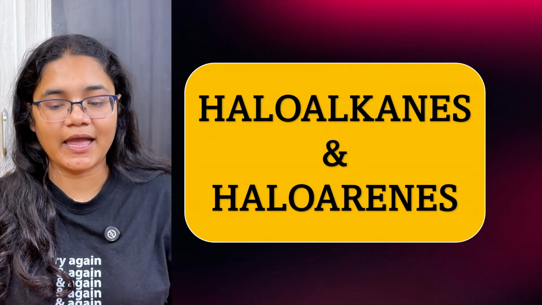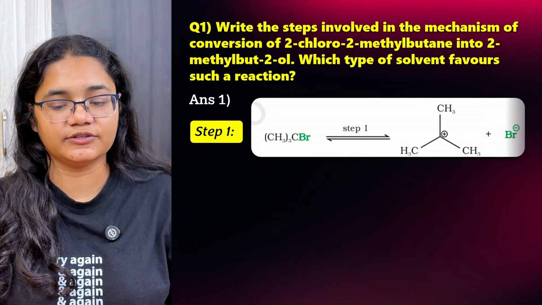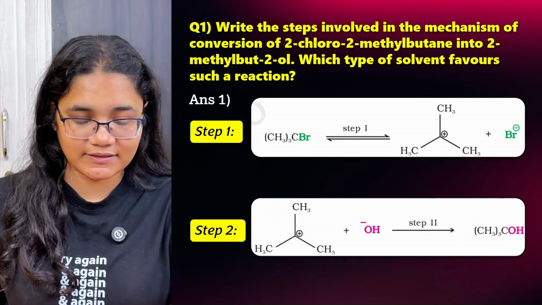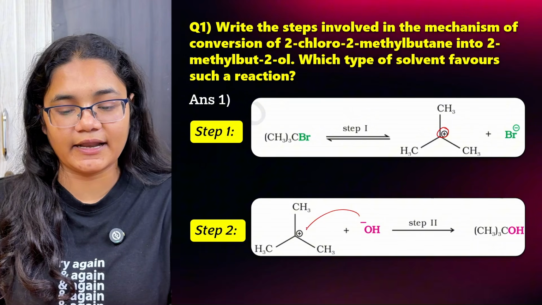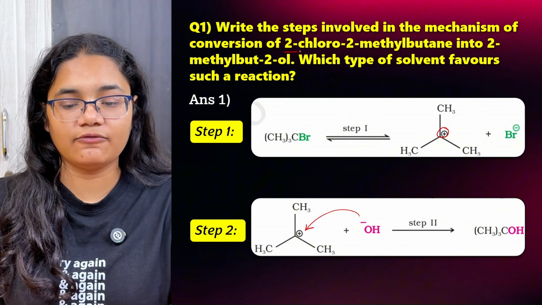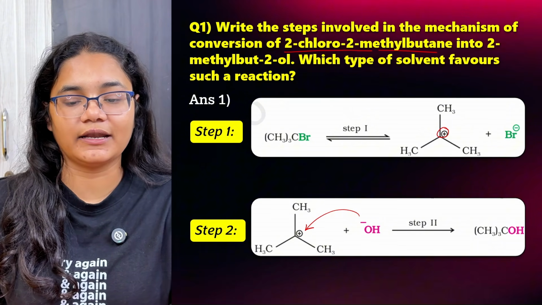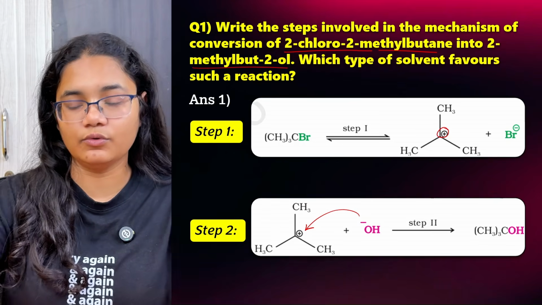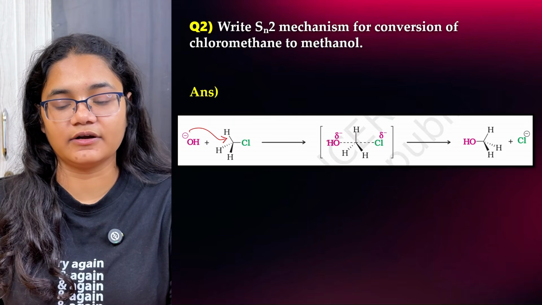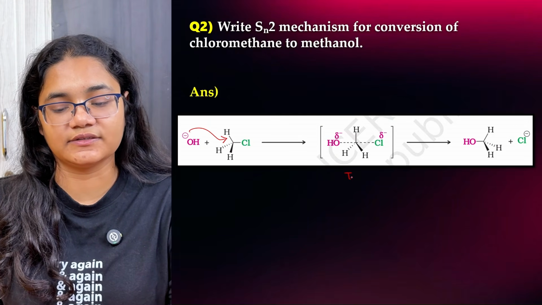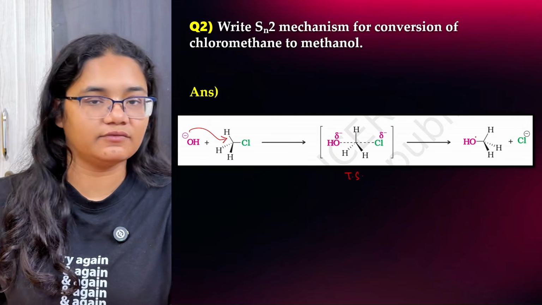Next we have the haloalkanes and haloarenes chapter. The first mechanism question is on SN1 mechanism. So there's a formation of carbocation first and then there is the attack of nucleophile. So here you have 2-chloro-2-methylbutane getting converted to 2-methylbutan-2-ol. Next, SN2 mechanism. Here OH minus attacks, forms a transition state like this, and that gets converted here.